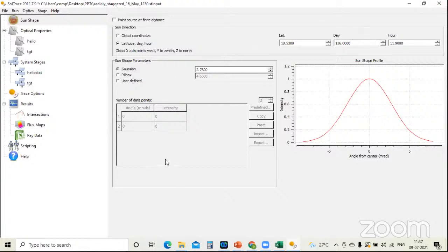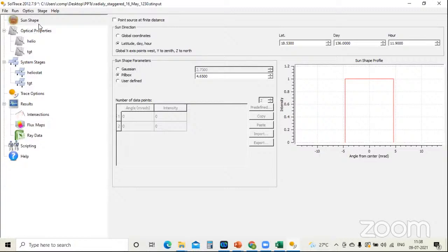As I told you, the sun shape means the radiation that we are getting. It is in the normal distribution curve, that is the Gaussian distribution, or you can also have the pillbox distribution. Normally pillbox is used for the small scale power plant. Gaussian is used for the large scale power plant. So the pillbox is used for the analysis.